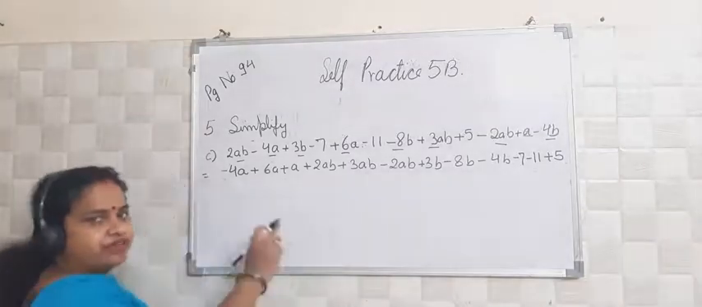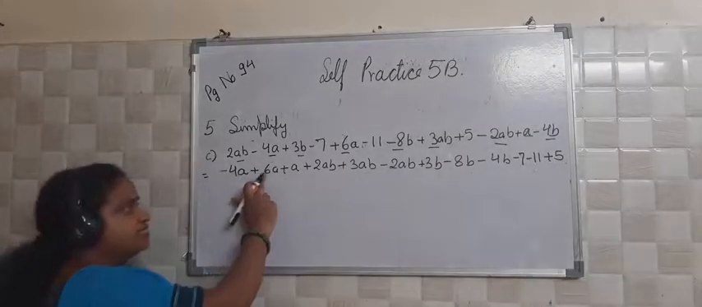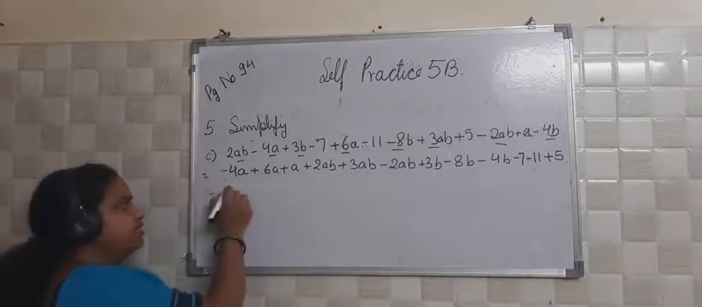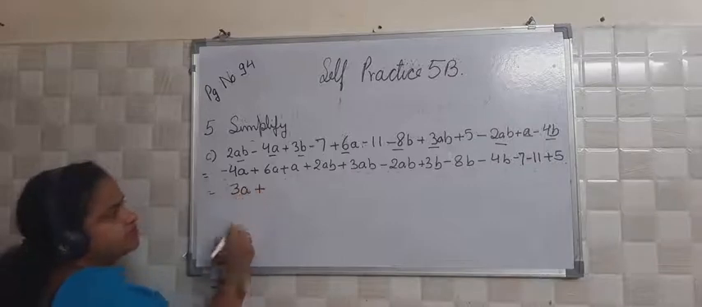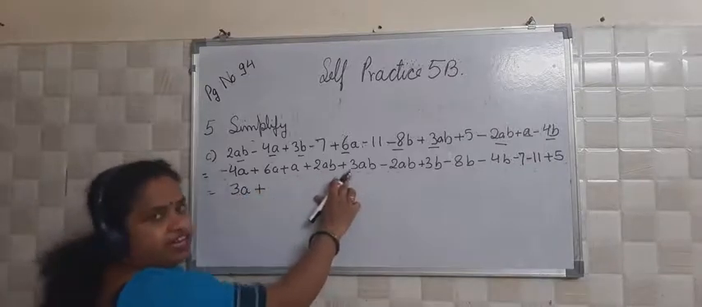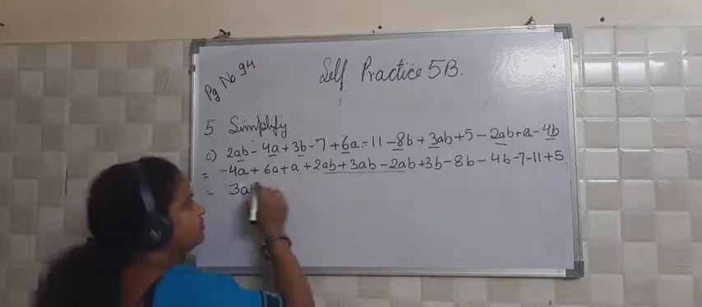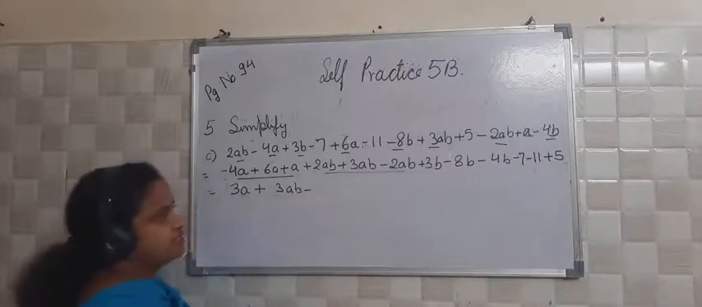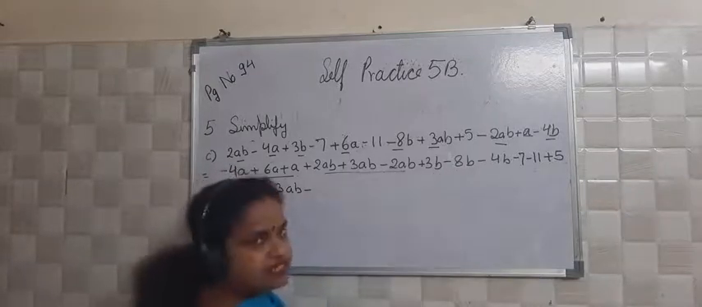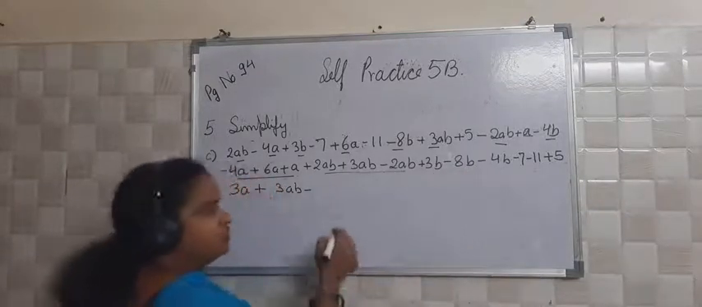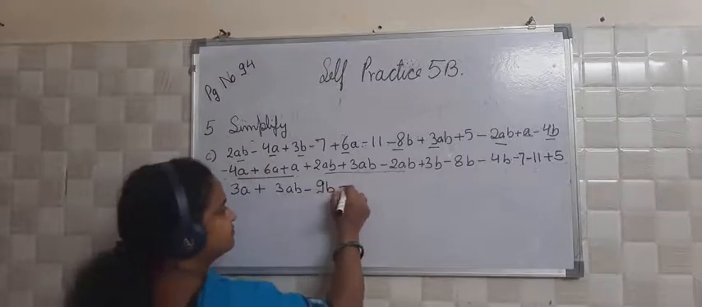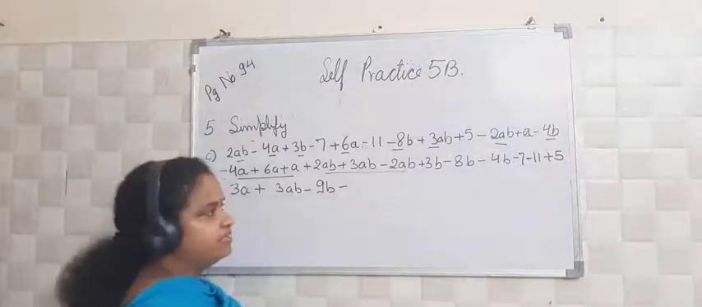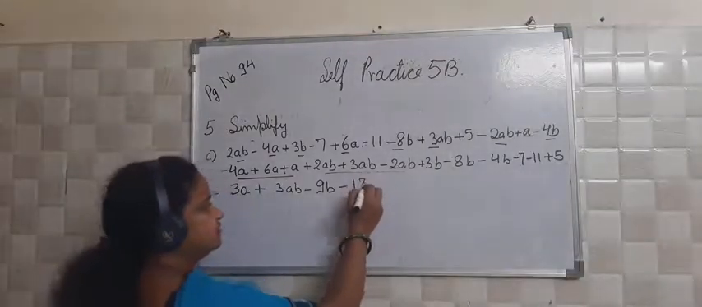Now you solve. So minus 4 plus 6 is 2, and 2 plus 1 is 3A. Plus 2 plus 3 is 5, and 5 minus 2 is 3AB. Plus now 3 minus 8 is minus 5, and minus 5 minus 4 is minus 9B. Then again minus 7 minus 11 is minus 18, and minus 18 plus 5 is minus 13.